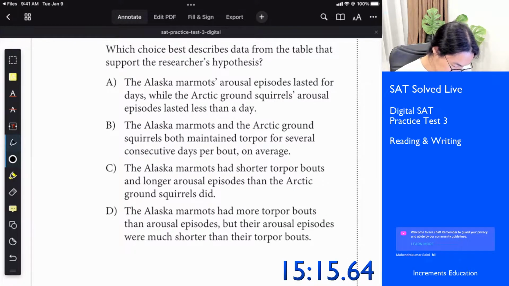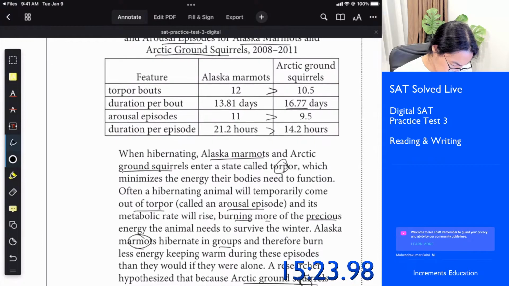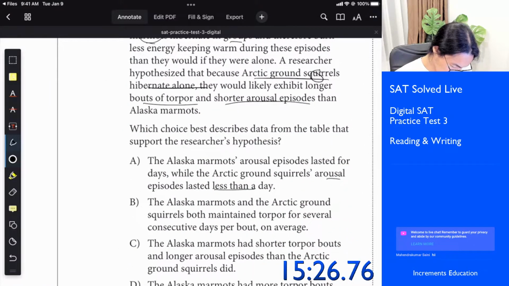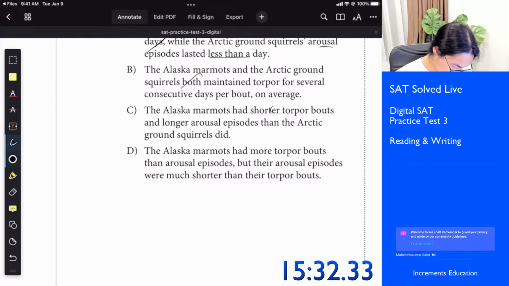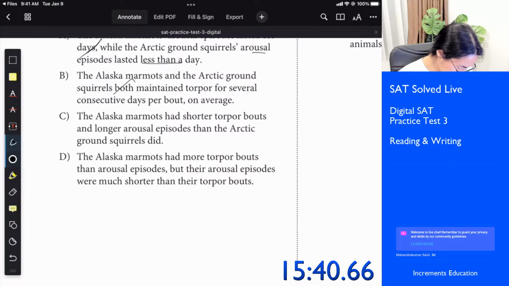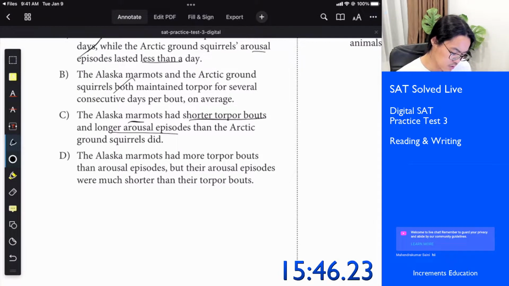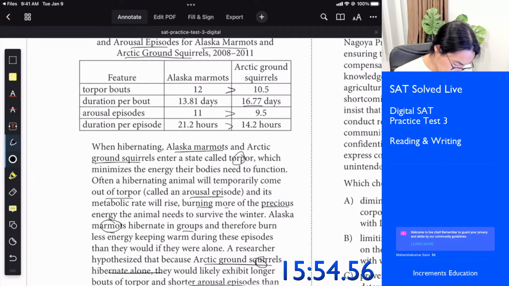Okay. So arousals less than a day. No, four days is incorrect though. Both is incorrect. Had shorter torpor bouts. Yeah, that's true. Shorter is a bad thing, right? That's it. Oh my God, why is this? Come on. Shorter torpor bouts and longer arousals. Yeah, those are both bad, inefficient. Good. Wait, shorter and longer. They had.